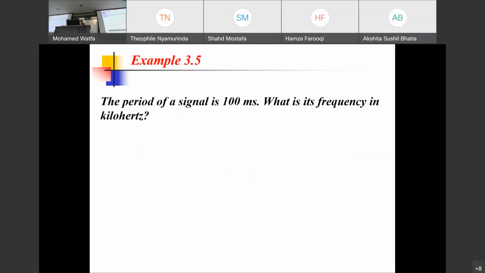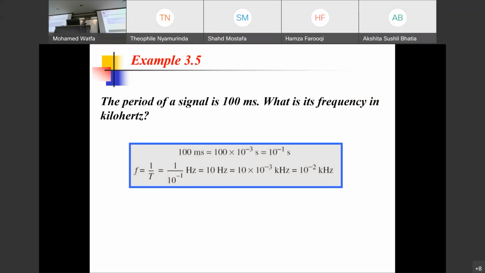Again, another simple example. Period is 100 millisecond. Again, be consistent. If I want to find it in hertz, I have to change milli to second. And then, again, easy. So we do that quickly, and we get, in this case, the frequency is 0.01 kilohertz. Or in hertz, you can keep it. It's fine. 10 hertz is fine. Okay? Because it says I want it in kilo. It should be easy stuff.